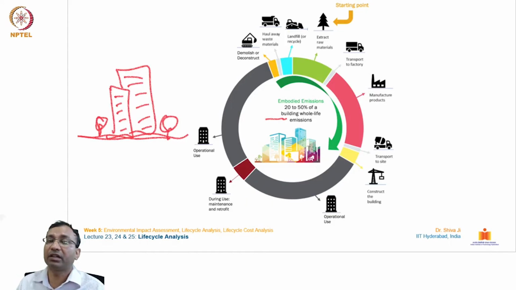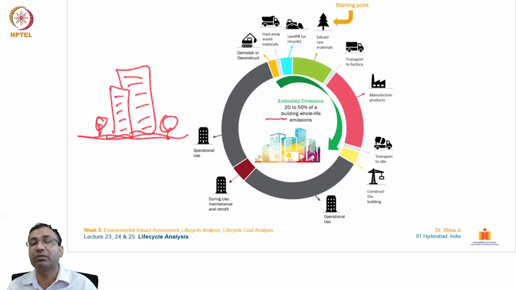Then it goes for the manufacturing units. It gets manufactured into the respective products. Then it goes for the transportation to the site. It goes for the real execution of that building. Then once the building is completed, it goes for occupation, and the main operational phase starts. And it takes a longer period of time.